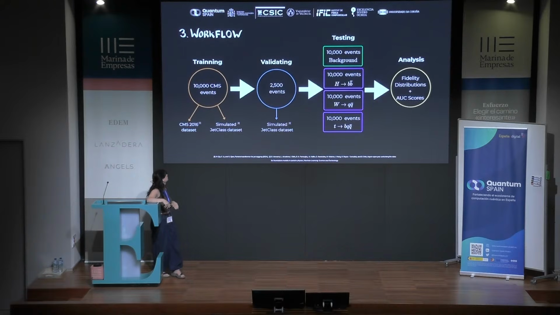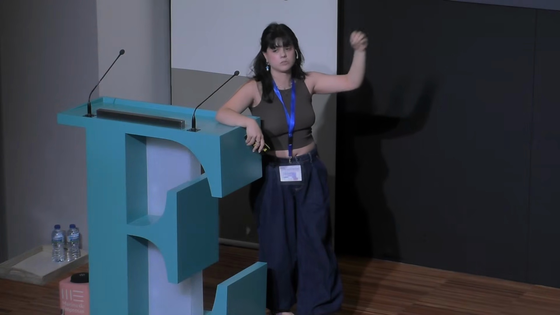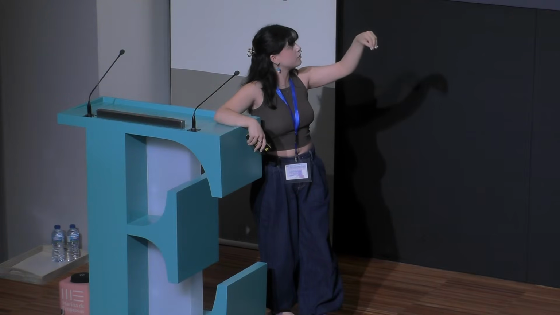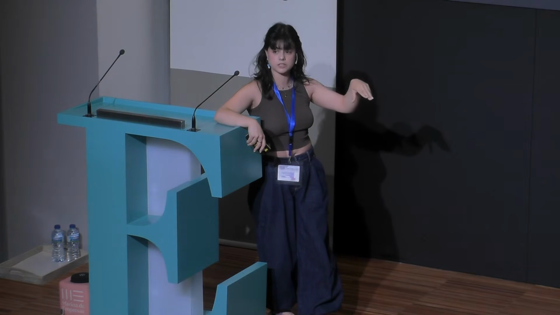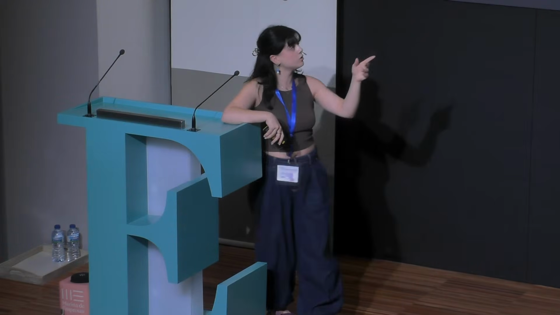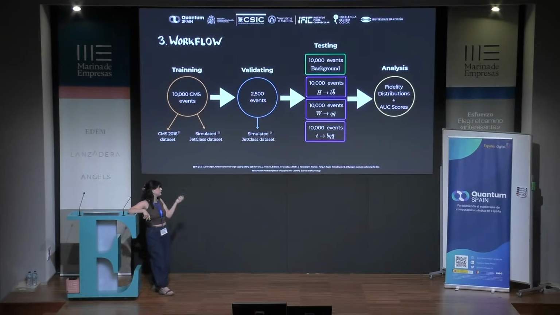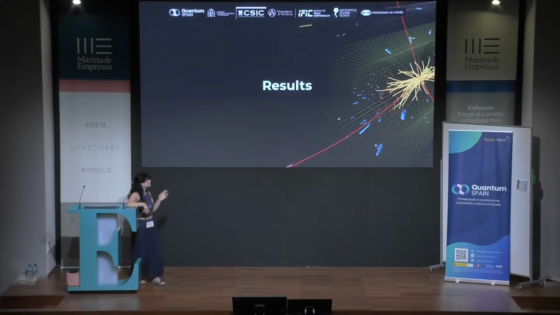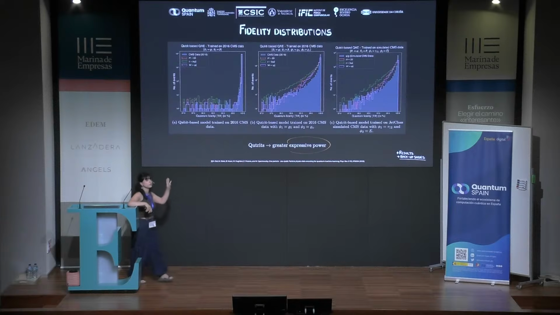Speaking about the whole process, first of all, we train the model in some cases with real data, and in other cases with simulated data. Then we validate the model using 2,500 events with the same data as in the training. Then we test the model with 10,000 events for each signal, and the same amount of background events, to do a proper comparison. At the end, we did the analysis, analyzing the fidelity distributions, the AUC scores, and some metrics. Speaking about the results, first of all, the fidelity distributions.